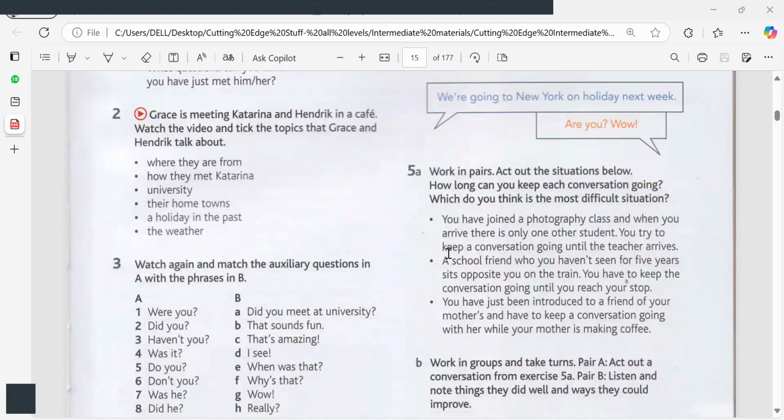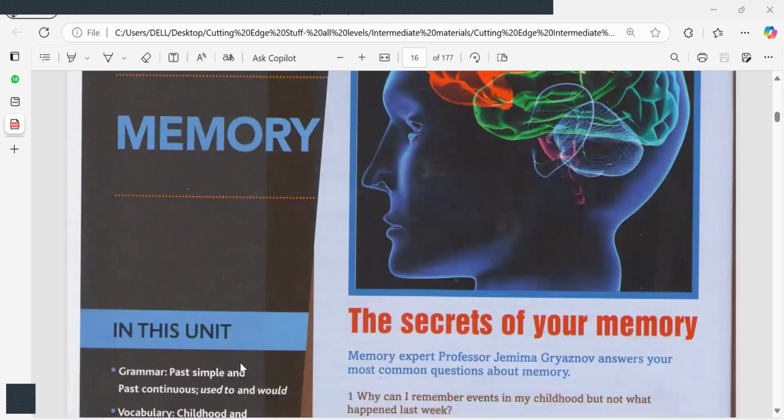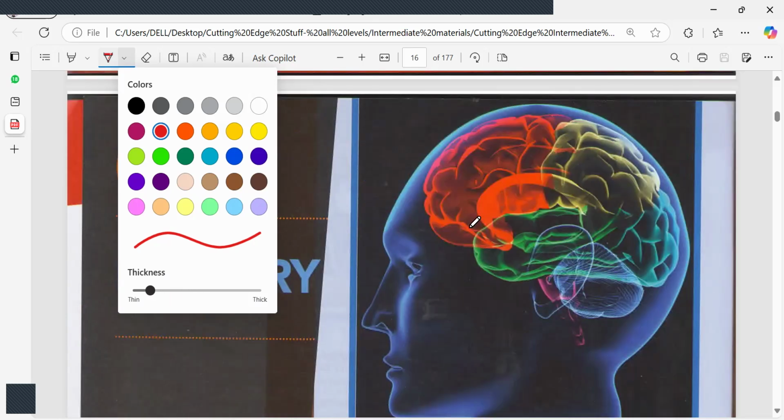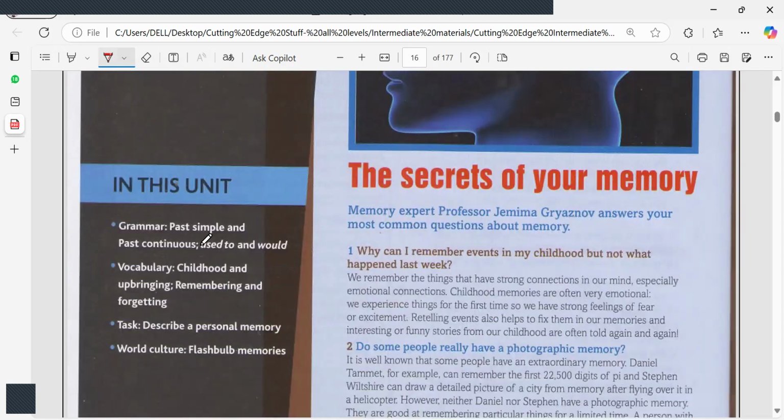Okay, let's start Unit 2. Actually, Unit 2 is a really special unit. And let me start with unit objectives. What should you learn in this unit? In Unit 2, we focus on, again, past simple and past continuous, and how to use used to and would. So, two important grammar lessons. For vocabulary, we'll focus on childhood and upbringing, remembering and forgetting.